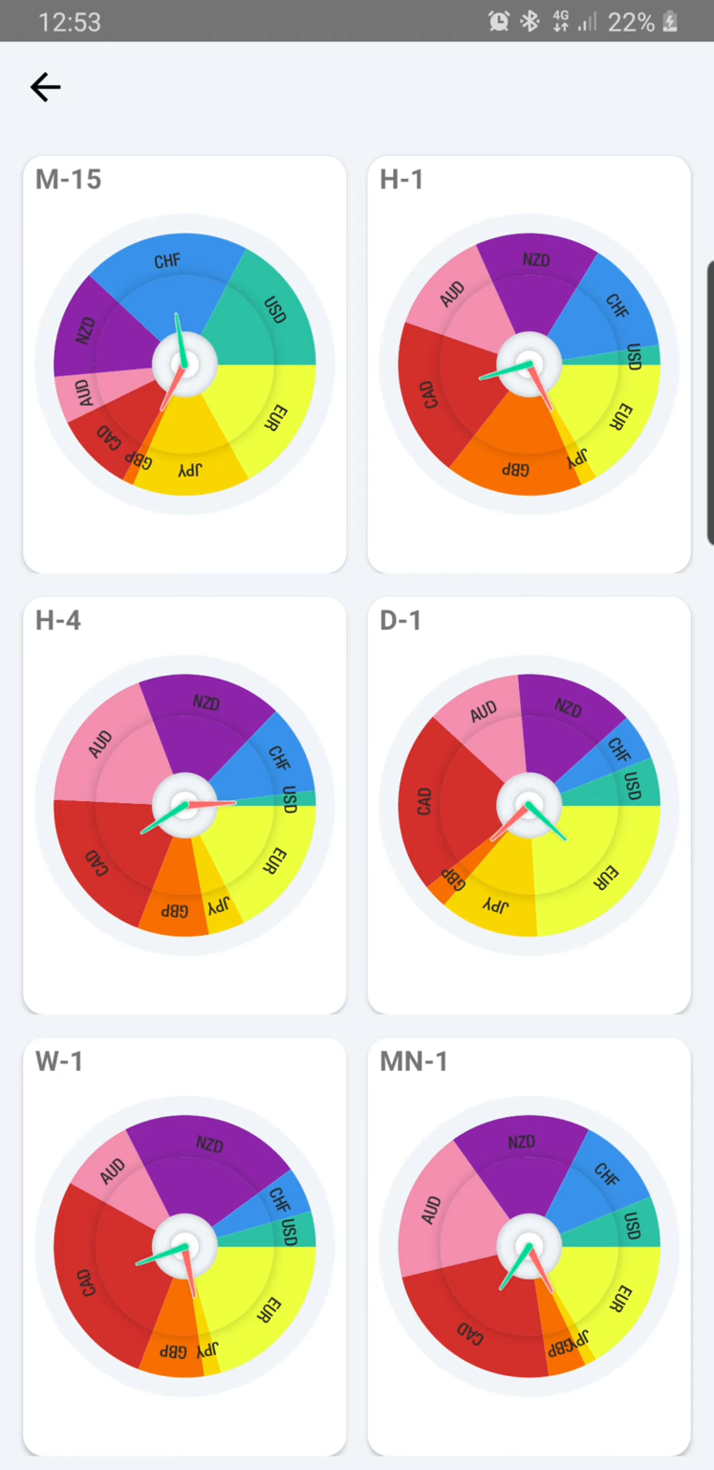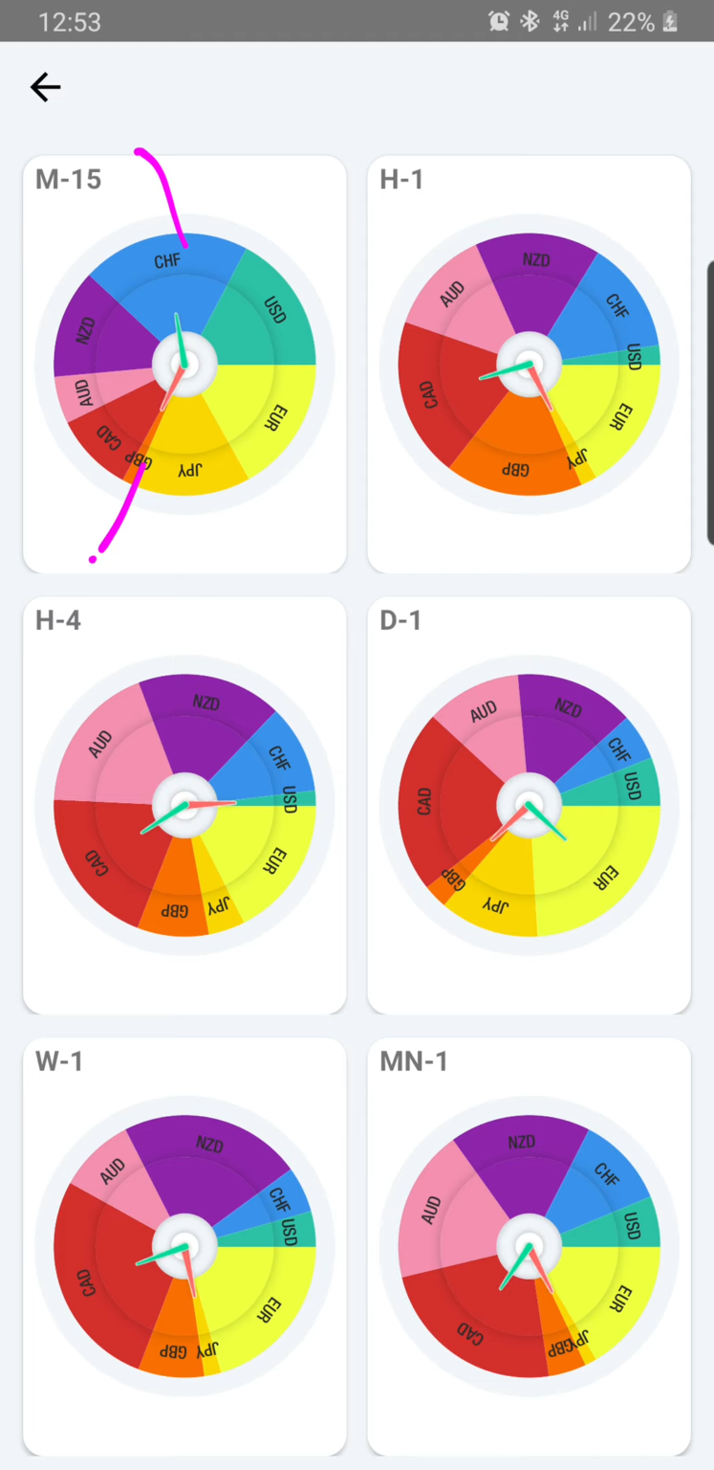So the thing is, if you see that CHF is the strongest market and GBP is the weakest, it does not mean that you just go and buy CHF, like long CHF or short GBP. It does not mean that. This app is just for confirmation. After doing your analysis, you can come to this app and confirm.